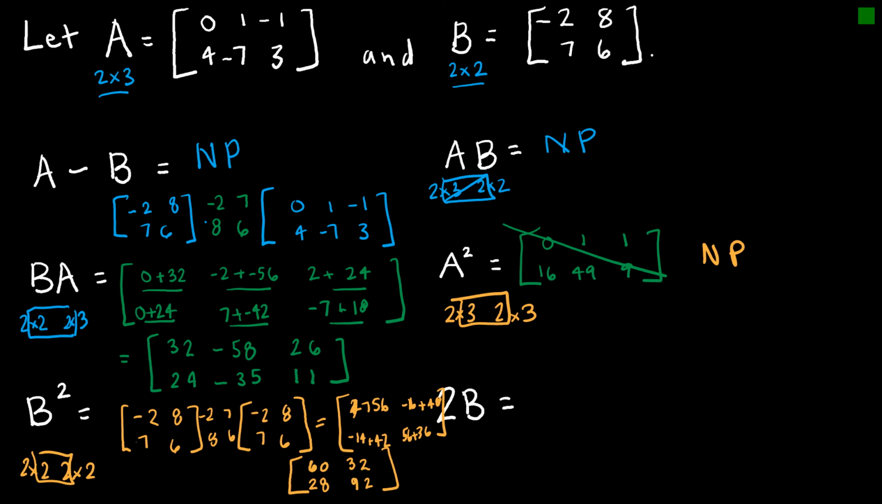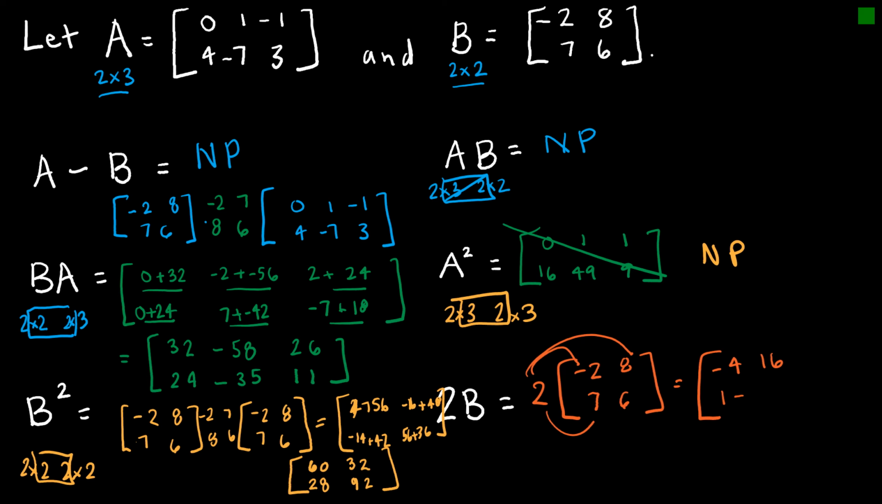2B is something we haven't really talked about before, but honestly it's pretty straightforward. Basically this is called scalar multiplication. So I'm taking B and I'm just doubling all of the terms, and that's all I'm doing. That would give me negative 4, 16, so it's essentially like me distributing 2 times 7, 2 times 6, and that would be my new solution.